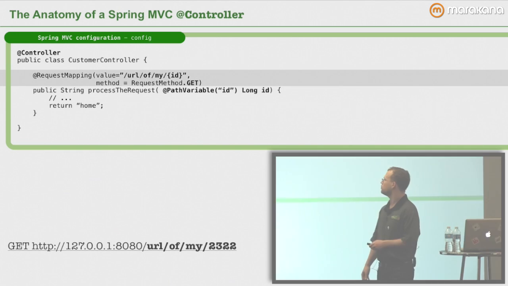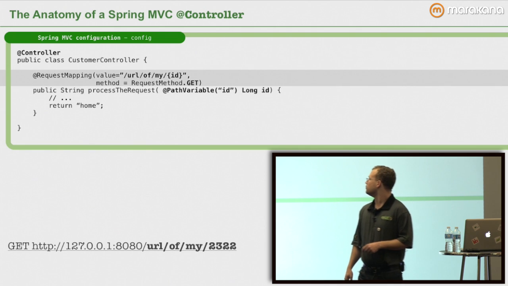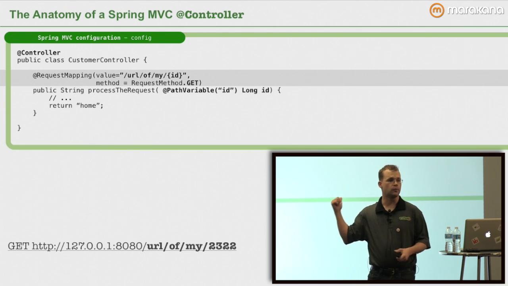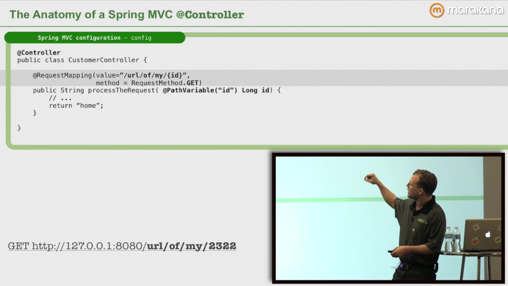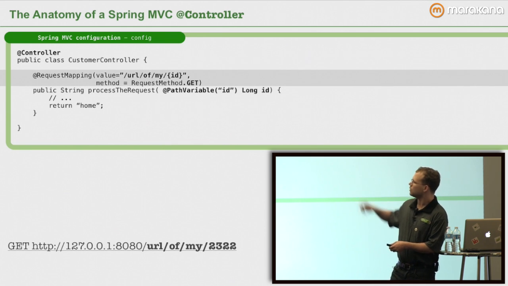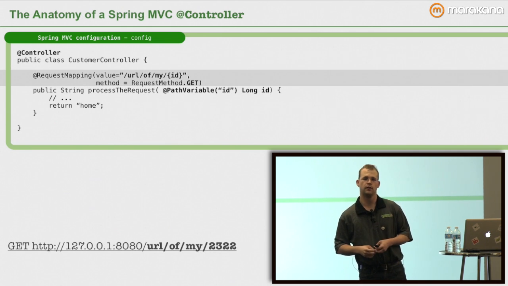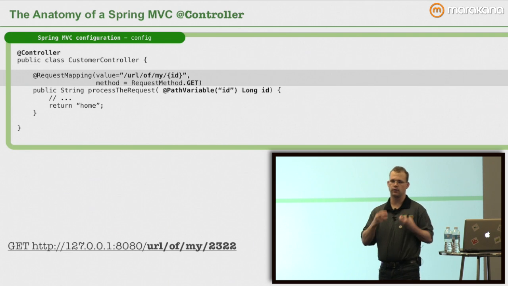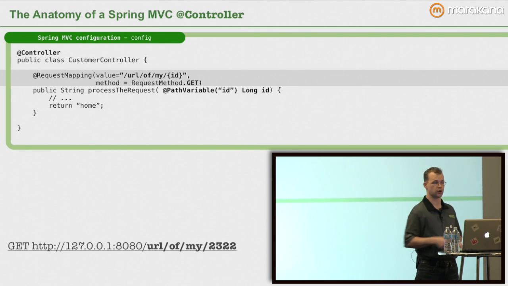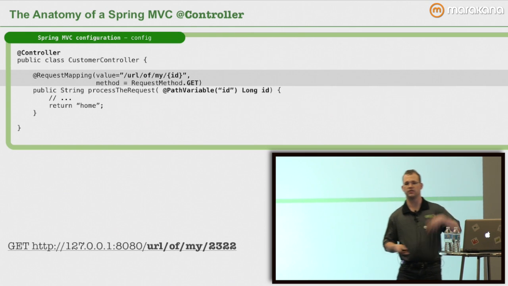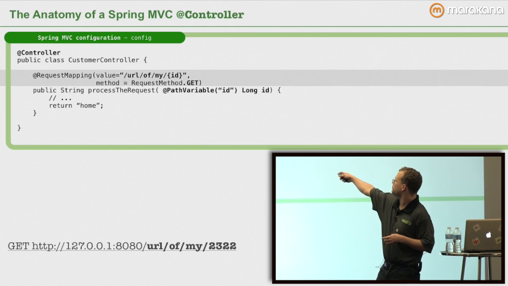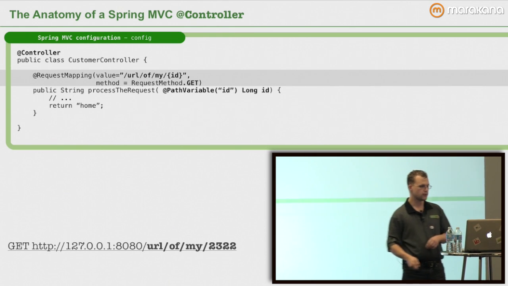And of course, we have support for SEO friendly or bookmarkable or whatever you want to call them, URLs. So here we've got URL of /my/{id}. That {id} bit is a path variable. It will be extracted at runtime and made available as this argument, the @PathVariable id, long id. Okay. So if somebody passes in 5 in that URL, that gets passed into the method for you to handle.